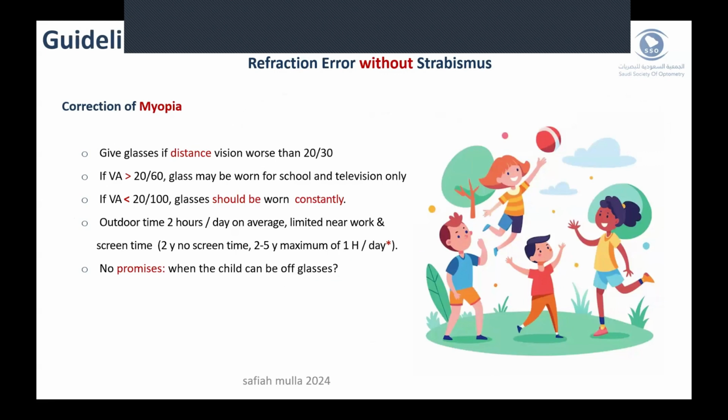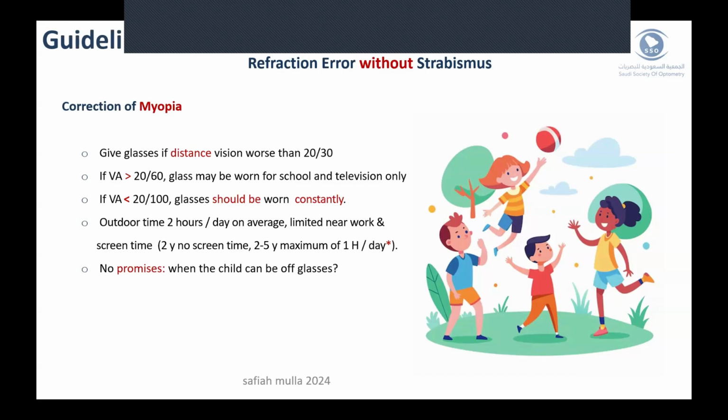There are some considerations with myopia. We give them glasses if the distance vision is worse than 20/30. And if their visual acuity without the glasses is better than 20/60, you can tell them that they can wear the glasses for school and television only, not all the time, because without the glasses the visual acuity is okay, better than 20/60. So during playing or hard activities, they can put the glasses away and then wear them during school time and television only.